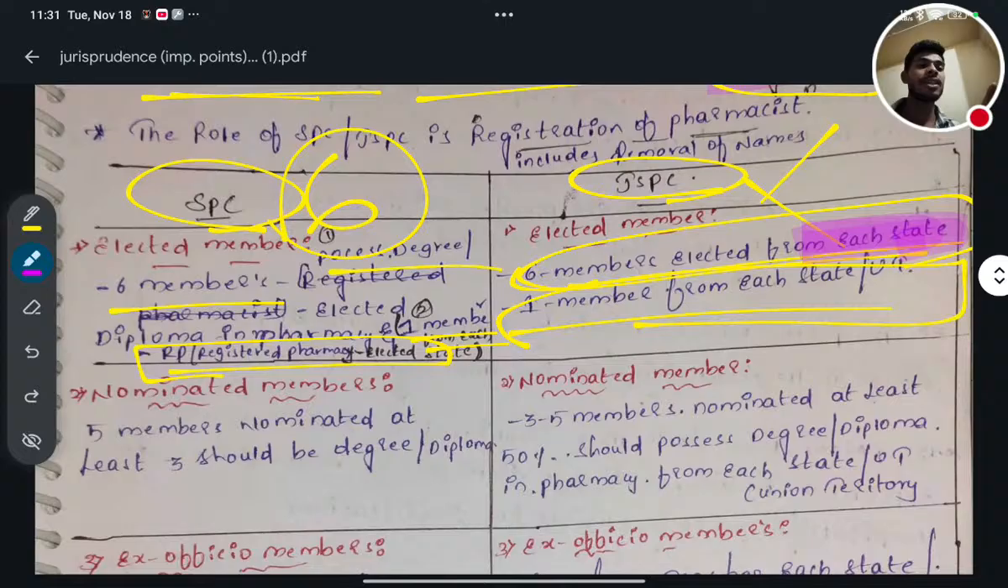From each state, 6 members should have a diploma in pharmacy, and 1 member also from each state should be a registered pharmacist. So again, each state means, in the case of joint state pharmacy council, there will be 14 members. Out of 14, 7 from one state: 6 should be diploma and 1 should be RP, registered pharmacist. Again, the remaining 6 should be diploma from another state and 1 should be a registered pharmacist from the same other state. Am I clear?